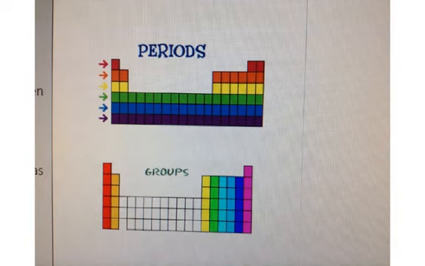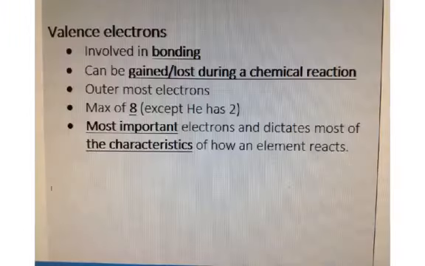All right, so here's just a pictorial of periods. Periods are, once again, rows. Groups or families are columns. Some of these groups or families actually have special names, which we will be learning about in another video. All right, so let's focus on these valence electrons and why they are so important.